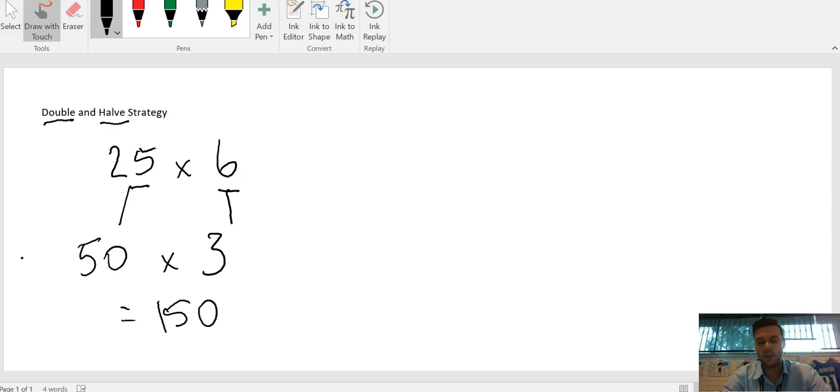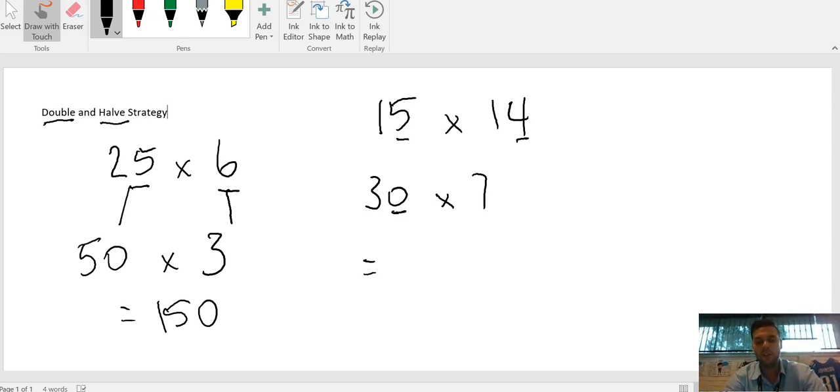Let's start with our next one. A little bit harder now, but still a very easy process. 15 multiplied by 14. Once again, we've got an even number and an odd number, so we double our odd number, because remember, we cannot halve an odd number. If we double our 15, that becomes 30. And if we halve our 14, that becomes 7. Once again, it's a lot easier multiplication because we're working with zeros. Remember, we try to get to our zeros as much as we can. 7 times 3 is 21, and because we're working with tens, it's 210.